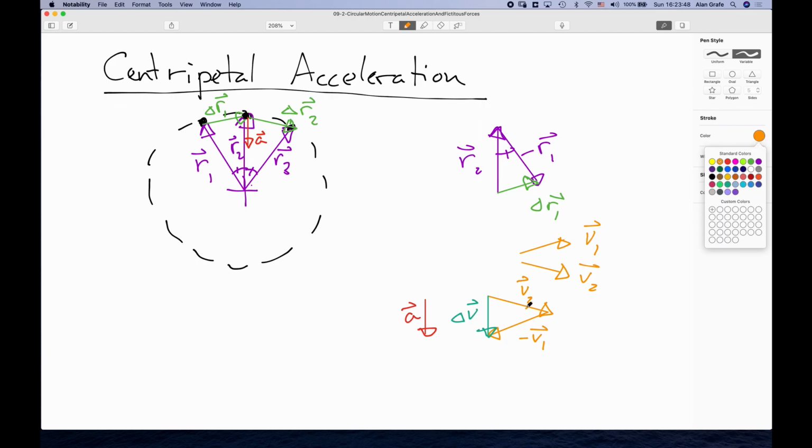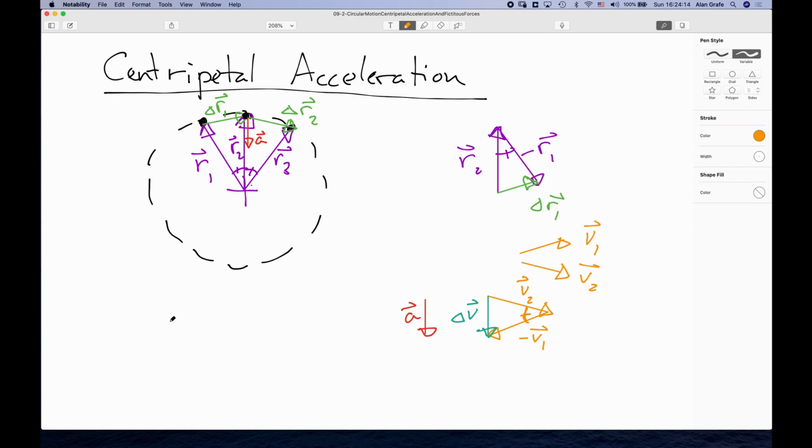So the first bit here is to realize you can do a little bit of geometry and you can work out that this angle right here is this angle here, is these angles here. So what this means is this triangle here, mostly in purple, and this triangle here, mostly in orange, are similar triangles.